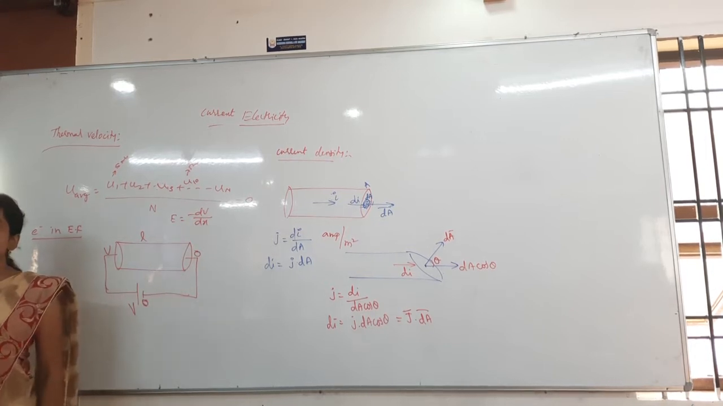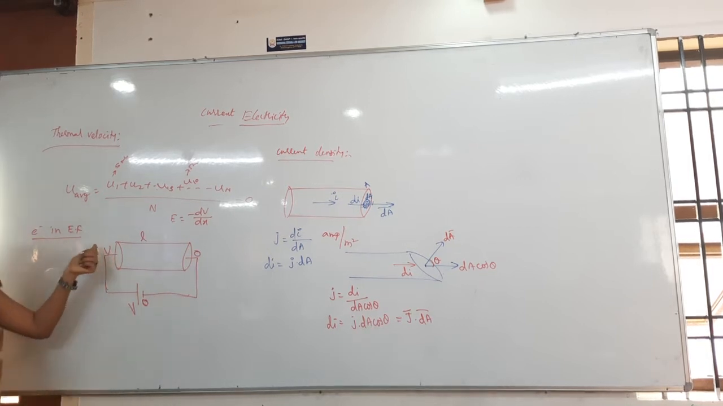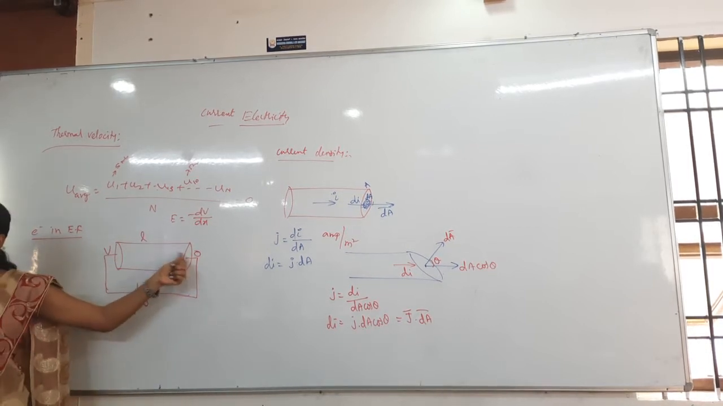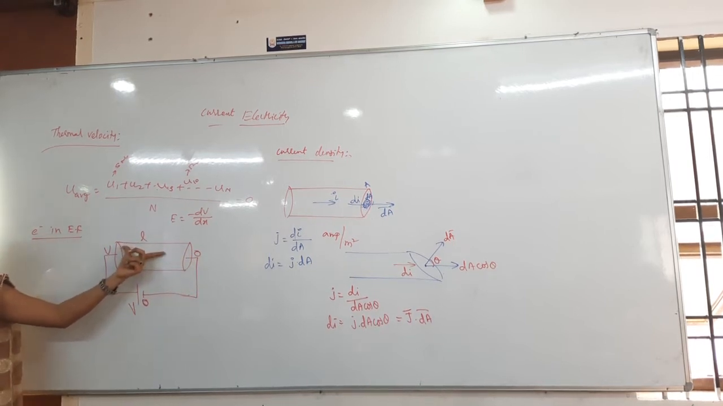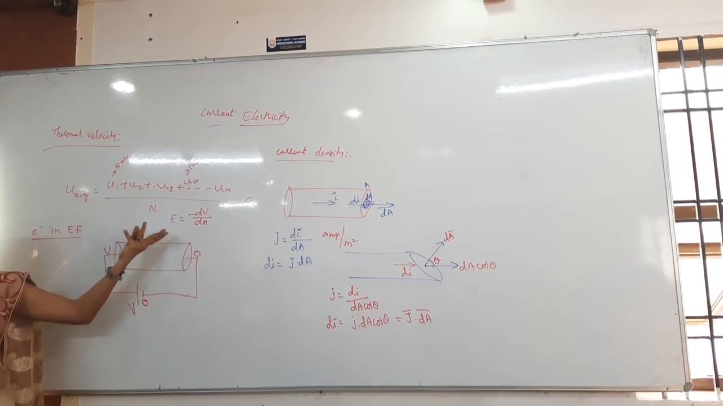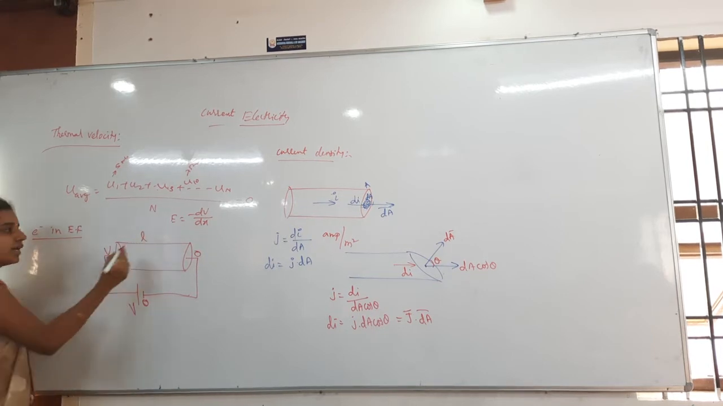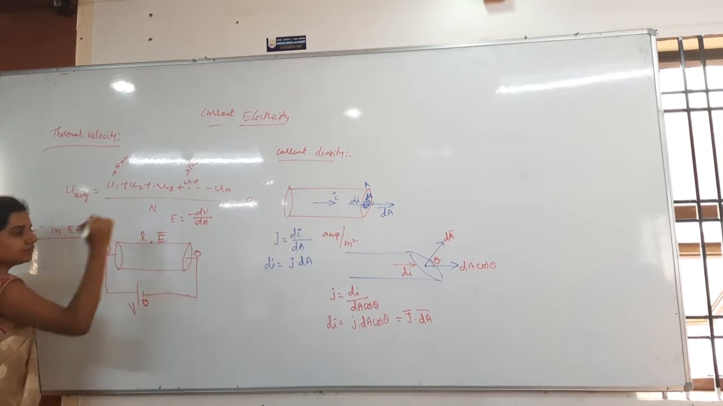Potential gradient is nothing but the potential difference divided by the distance. So here the potential difference is V minus 0. The distance is L. So V by L gives you obviously the electric field. So that is how we get the electric field.